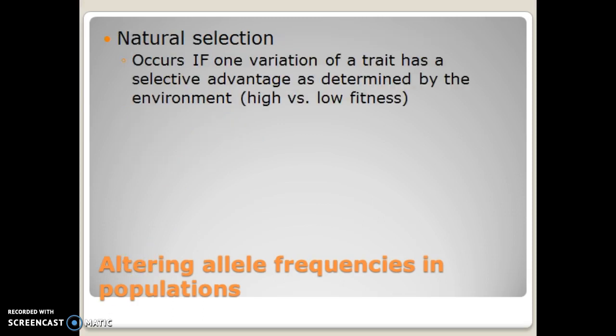The first one on that list was natural selection. Natural selection will occur only if one variation of a trait has a selective advantage as deemed by the environment. So that would create a high or a low level of fitness. So if fitness is involved, then the environment is favoring one variation of a trait over another, and allele frequencies can change.